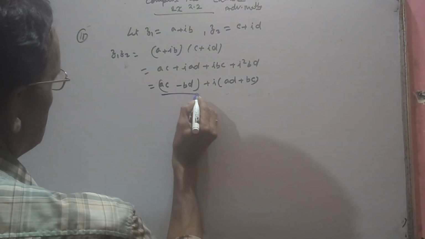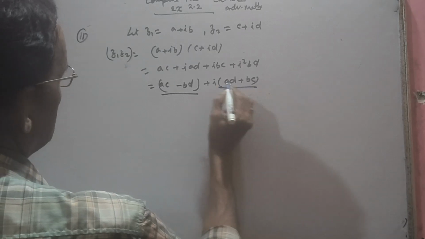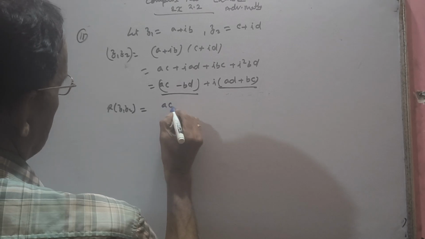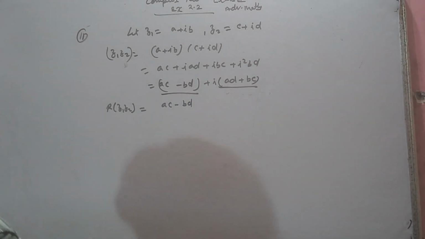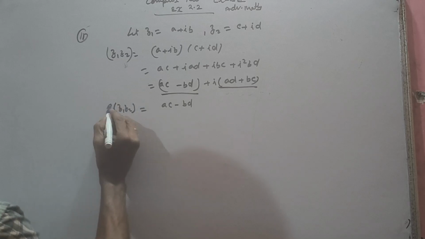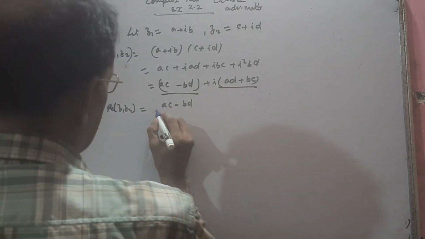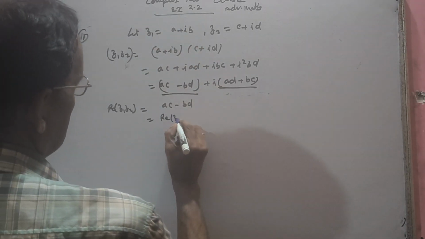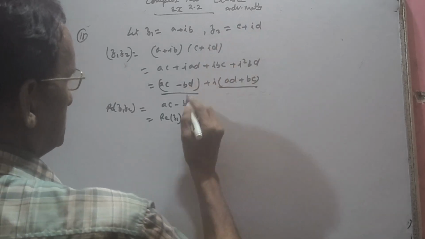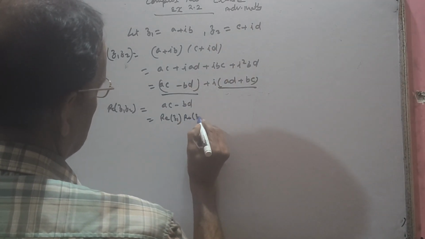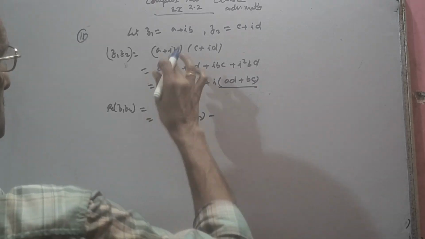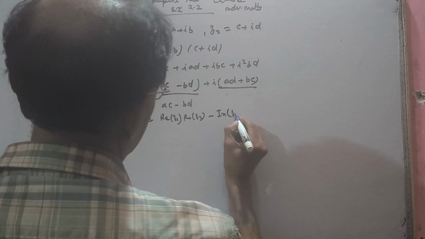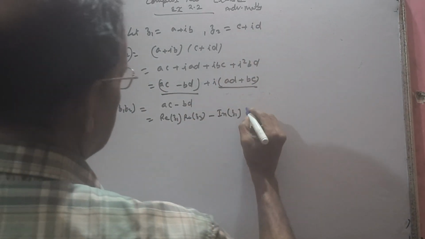This is called the real part, and this is called the imaginary part. So Re(Z1 Z2) is equal to what you have got? AC minus BD. Real part of Z1 into Z2. Re means real part. What is A? Real part of Z1, Re Z1. What is C? Real part of Z2, Re Z2. Minus what is B? Imaginary part of Z1. It can be written Im Z1. What is D? Imaginary part of Z2.